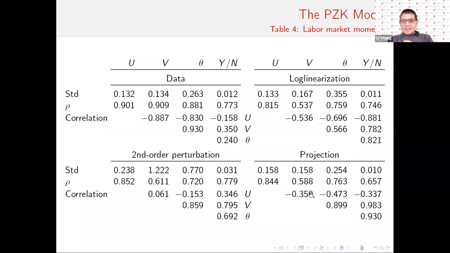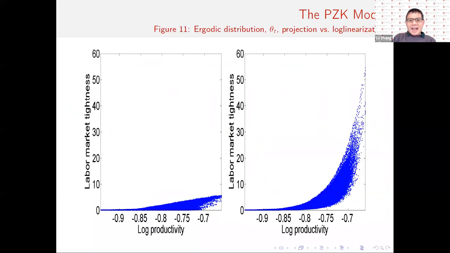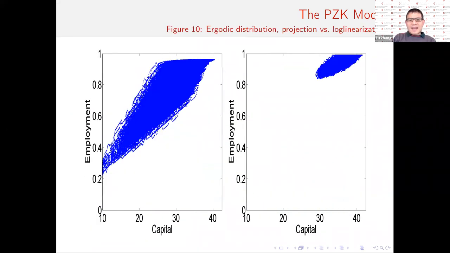Another aspect is that in the projection code, the UV, the unemployment vacancy correlation, the magnitude is somewhat lower than that in the log linear solution. Whereas in this case, look at the second order perturbation, that correlation becomes positive. Okay, so on top of that, unemployment volatility is exaggerated in the second order perturbation. So our intuition is, why is that the case?